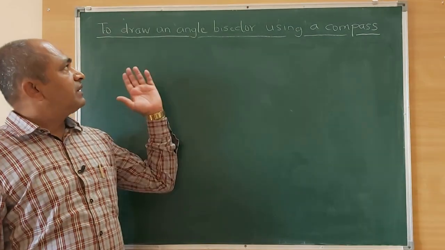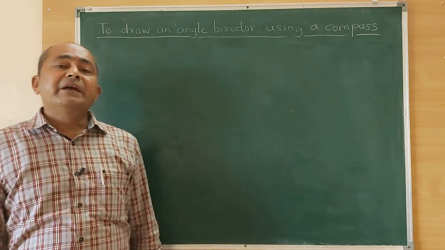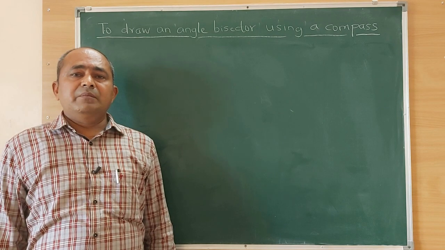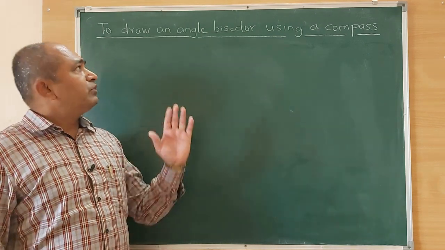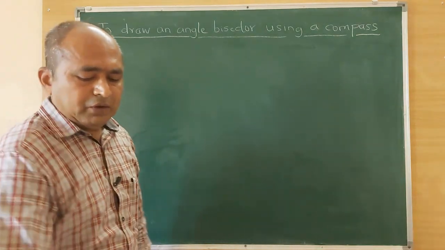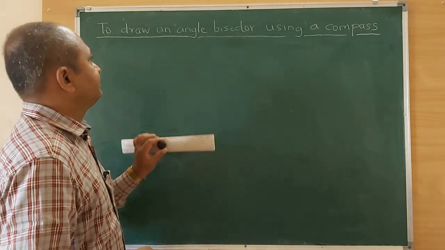Okay students, today we will learn about how to draw an angle bisector using a compass. But first thing, we have to see what is a bisector. With an example, I will explain to you what is a bisector.